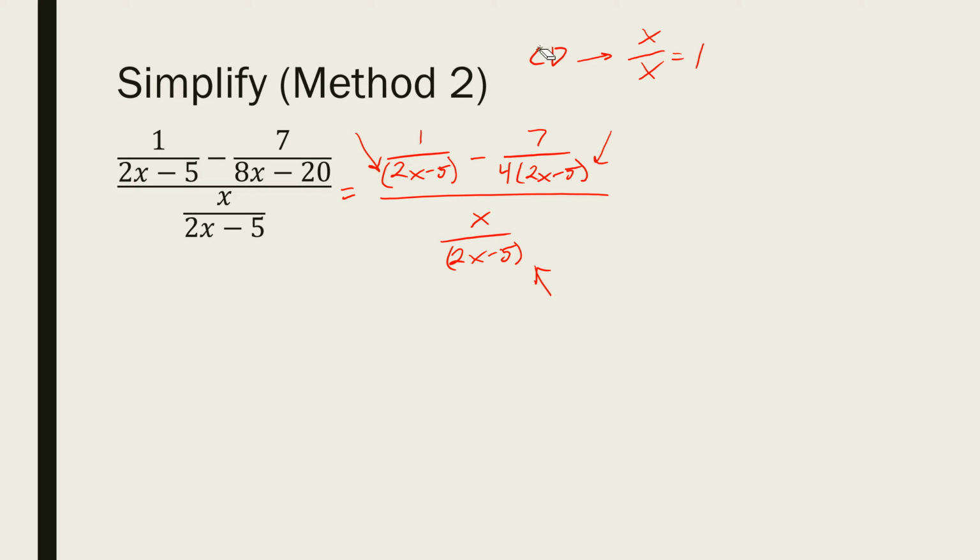And it looks very clear that the LCD here is definitely going to need to include the 2x minus 5 because all 3 of the denominators have that. Also, it needs to include the 4 that only this fraction's denominator has. So here's my LCD. So far I haven't done anything too crazy different, except I'm including this fraction's denominator as well, because here's what I'm going to do.